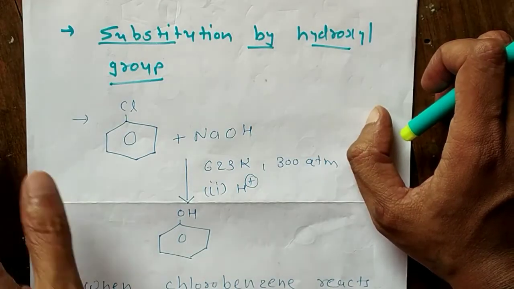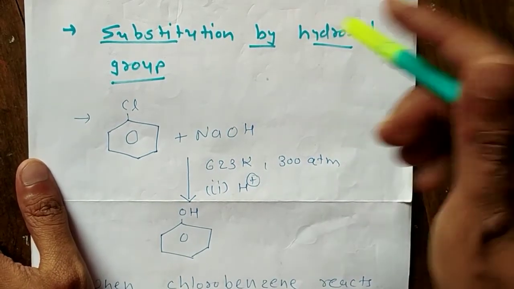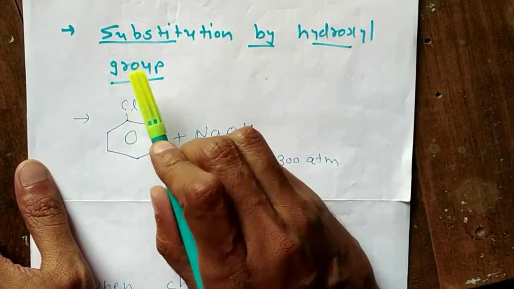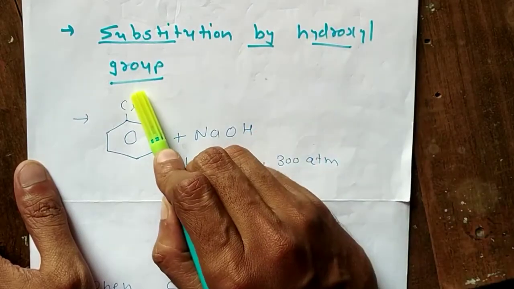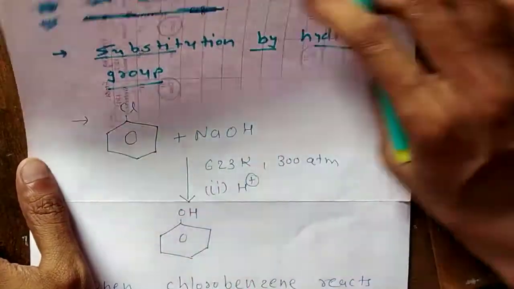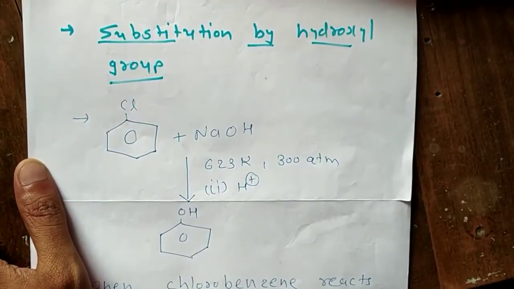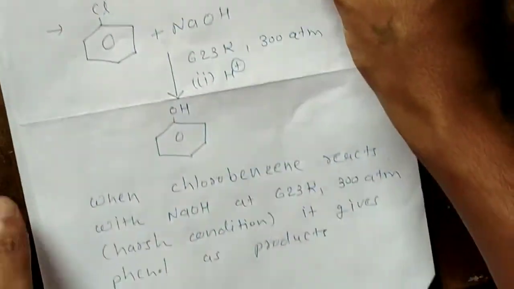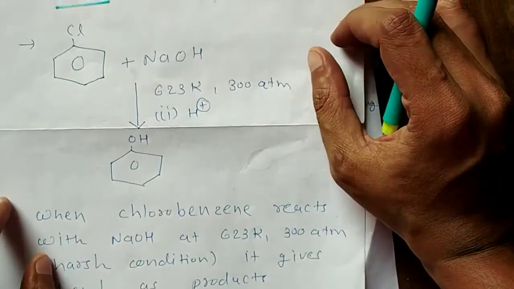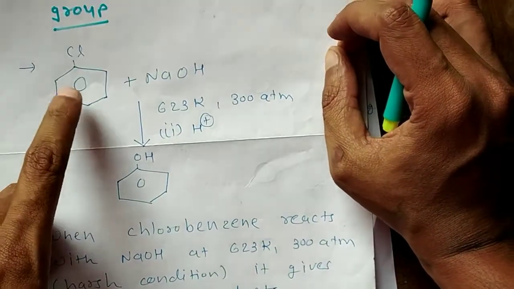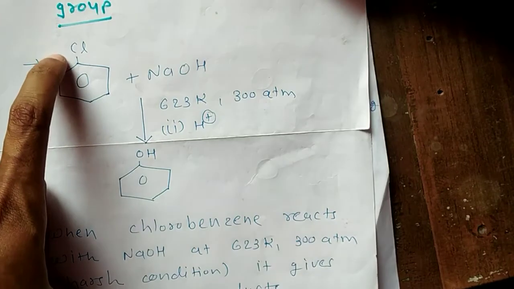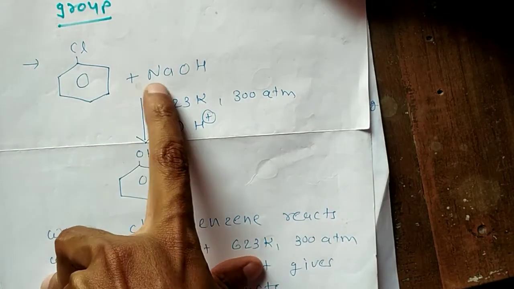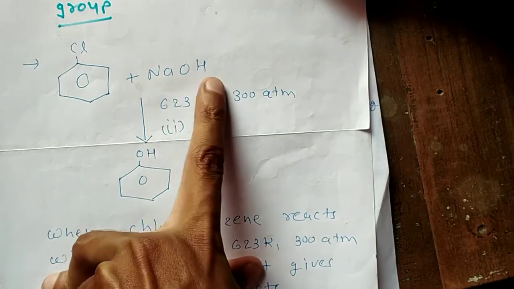Now here look at this reaction. It is substitution by hydroxyl group, which means halogen will be replaced with hydroxyl group, alcohol group, OH. Okay, so here's the reaction. Suppose we have starting material chlorobenzene. When it reacts with NaOH, means base.